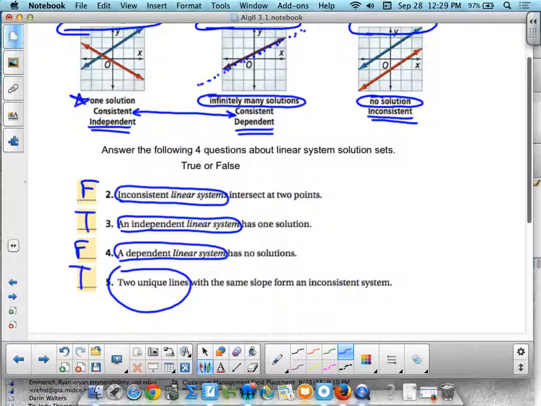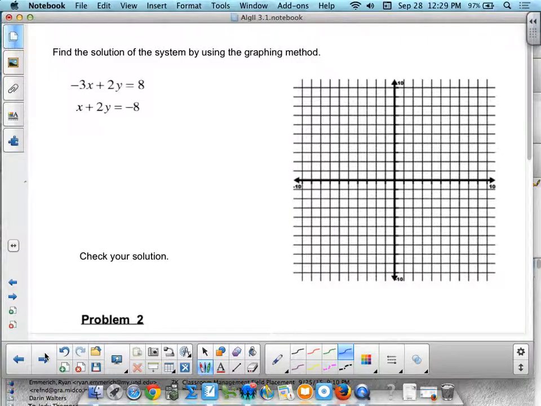Can I move on? Because here's where you start working, guys, right here. You need to take this system and you need to solve it, find a solution by using the graphing method. All I'm asking you to do is graph each line and tell me where they intersect. Now, what are we going to do? Solve for y. Just solve for y and graph it. I'll be quiet for just a little bit. Give you another 30-second head start.